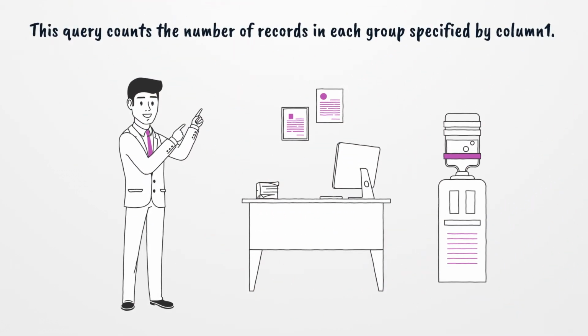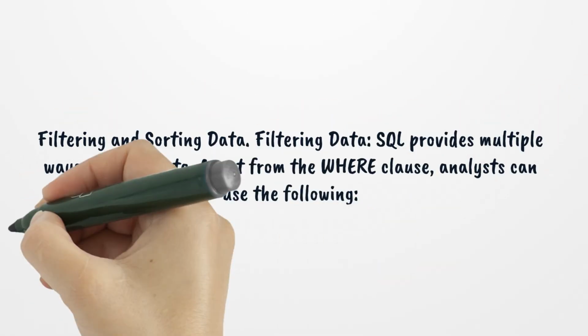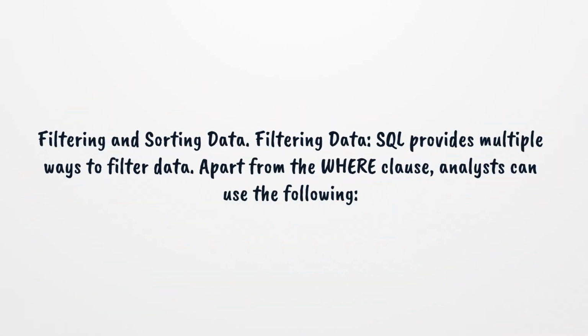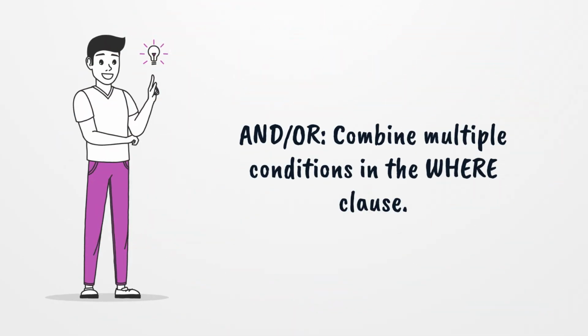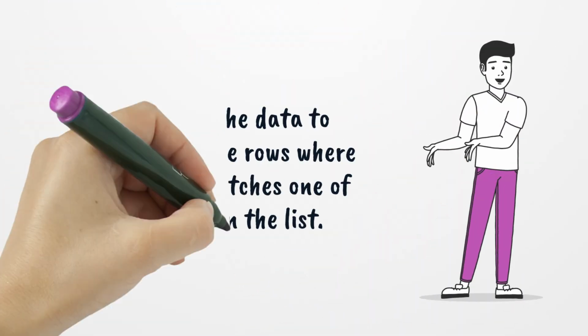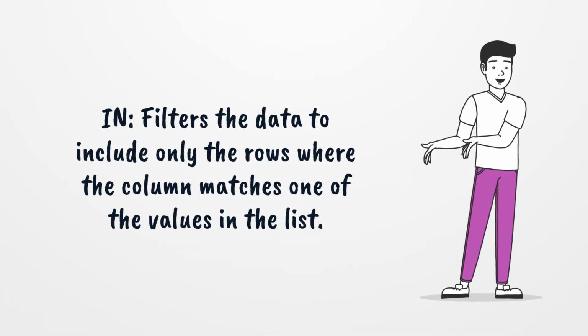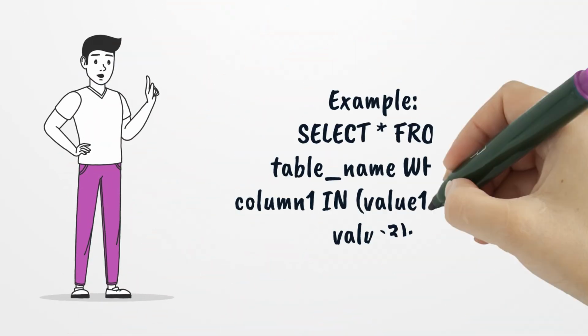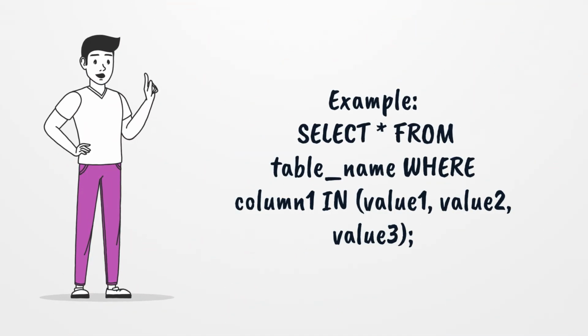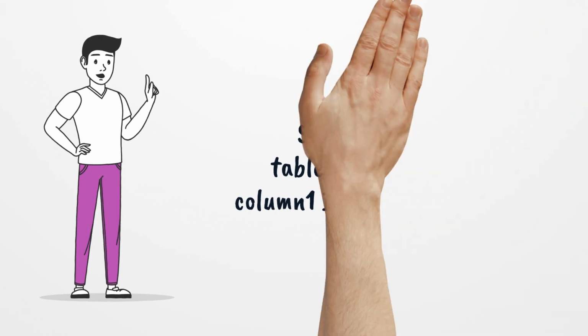Filtering and sorting data. Filtering data. SQL provides multiple ways to filter data. Apart from the where clause, analysts can use the following. AND/OR combine multiple conditions in the where clause. IN filters the data to include only the rows where the column matches one of the values in the list. Example. Select * from table_name where column 1 IN (value 1, value 2, value 3).